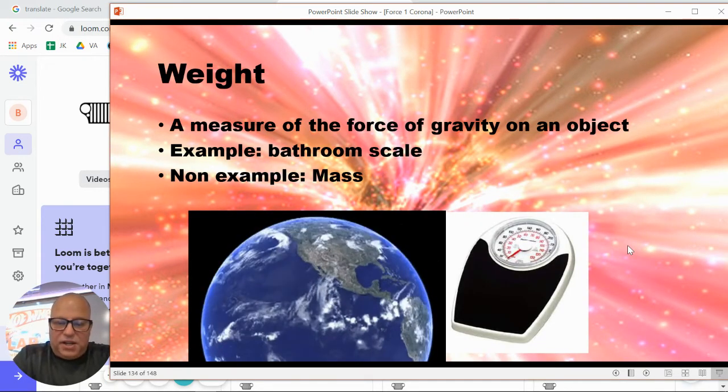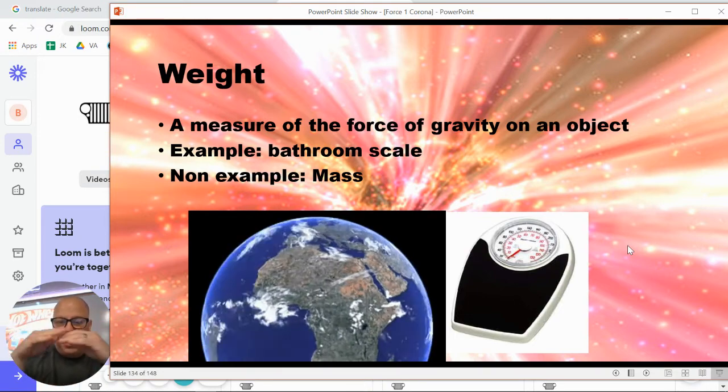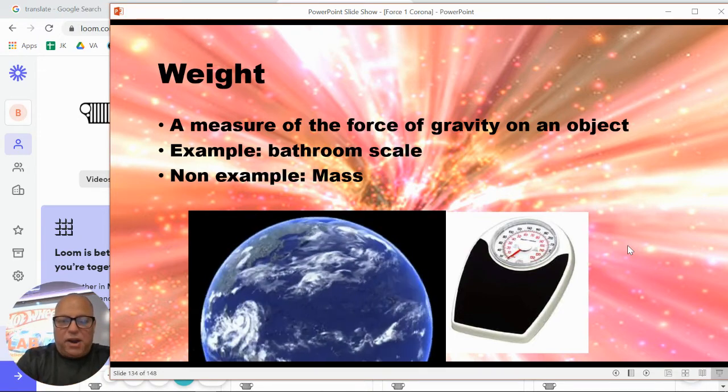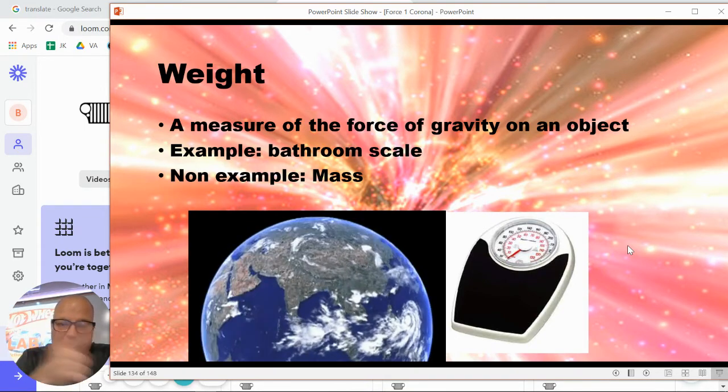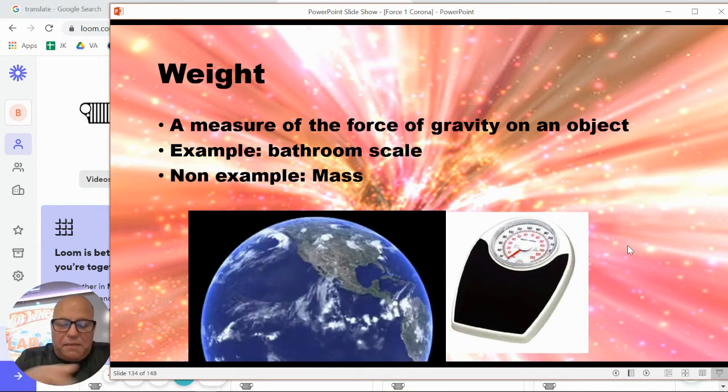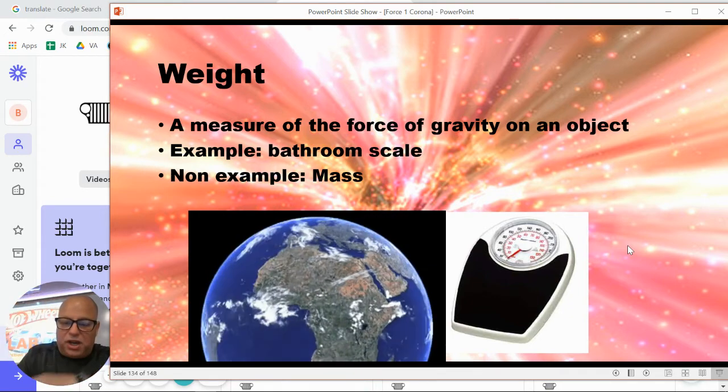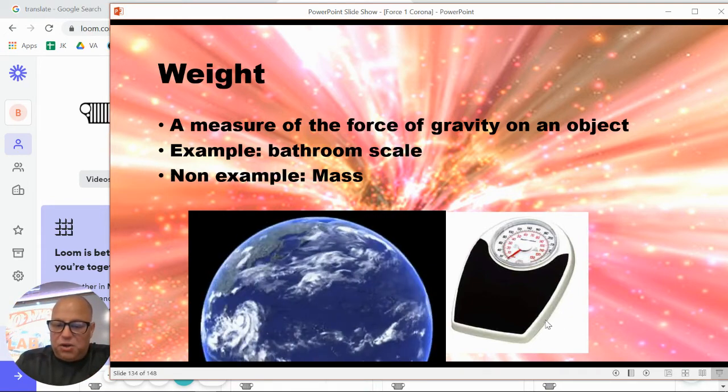Weight, on the other hand, is just the measurement of how much you're being pulled down, right? And so the big thing we want to get into today is the difference between weight and then mass in a second here. Weight is how much gravity is pulling on you. So that's why your weight can change.